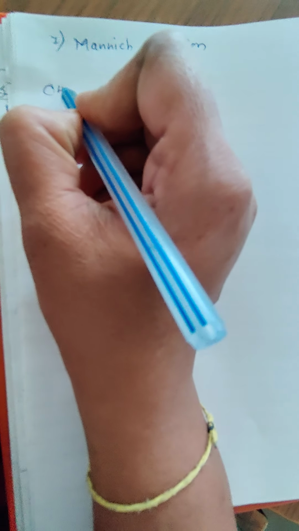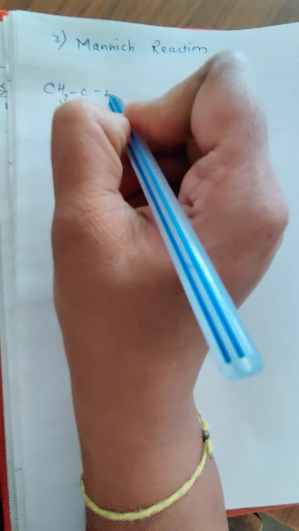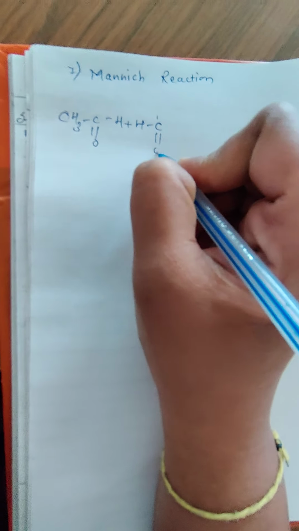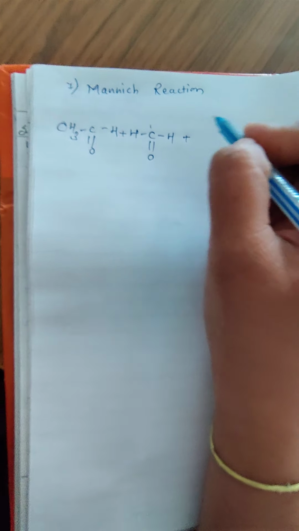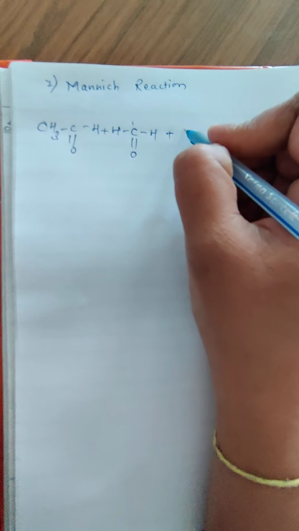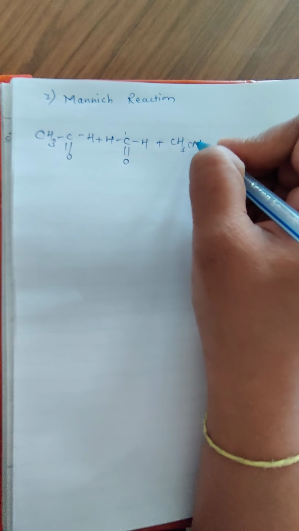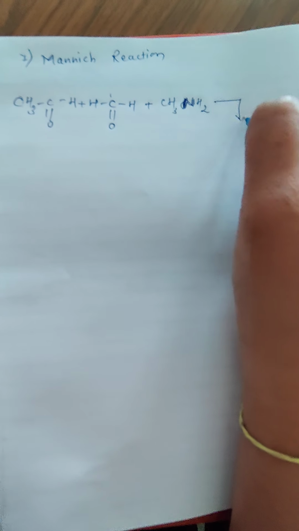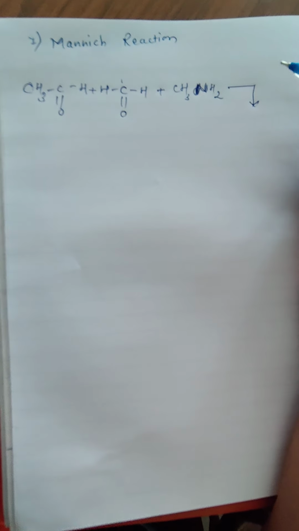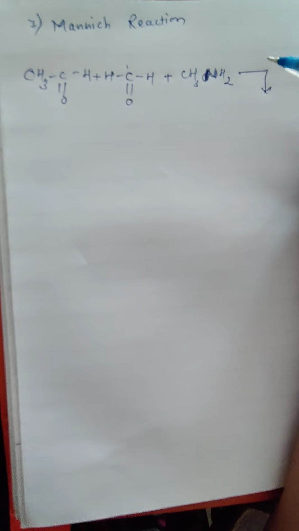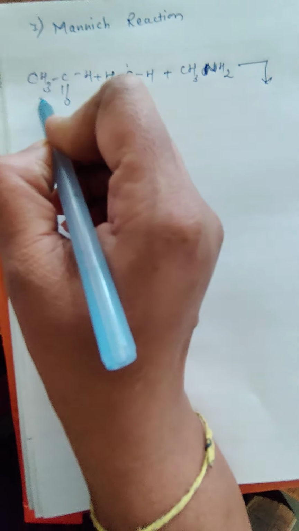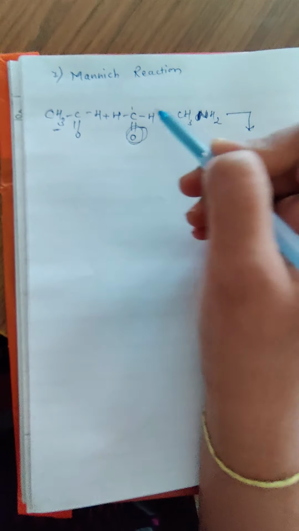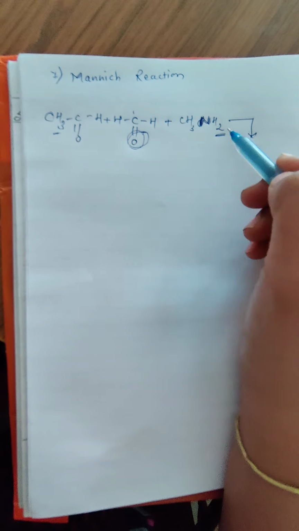So we are taking an aldehyde, that is acetaldehyde. Acetaldehyde reacts with formaldehyde and either ammonia or a primary or secondary amine. So we are taking a primary amine, that is CH3NH2. So it acts as a primary amine. A simple condensation reaction takes place. A water molecule is removed here: H from this, then oxygen from this, and another H from this get removed.